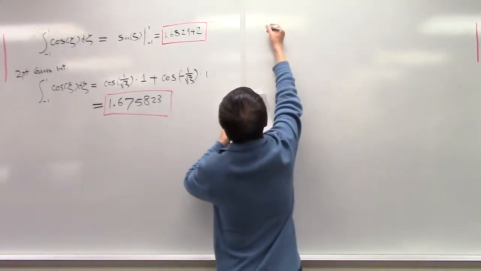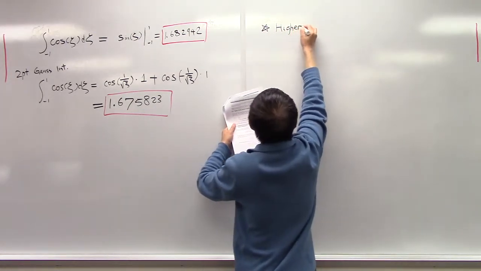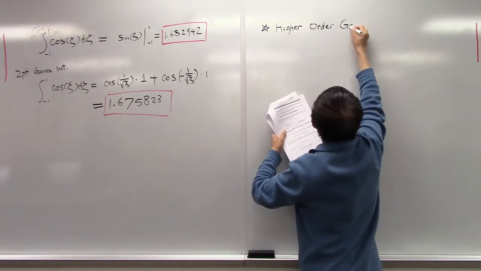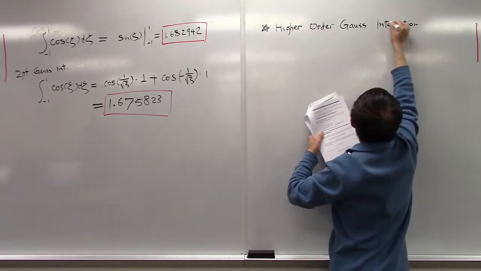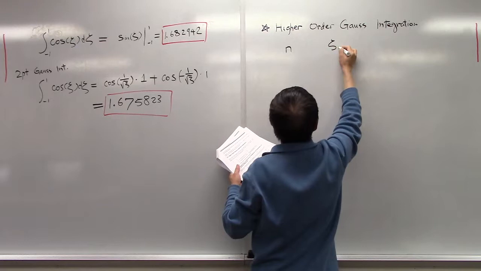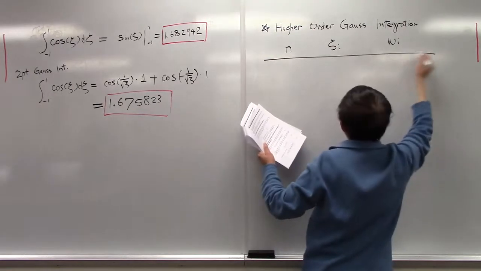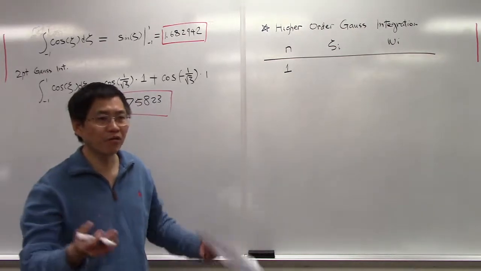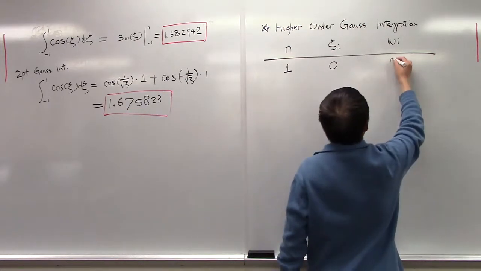However, I would like to let you know that there are higher order Gauss integrations. Okay, let me write it here. Number of integration points, and position, and the weight. If you use 1 point, it actually coincides with the midpoint formula. The position should be 0. The weight is 2. Okay?